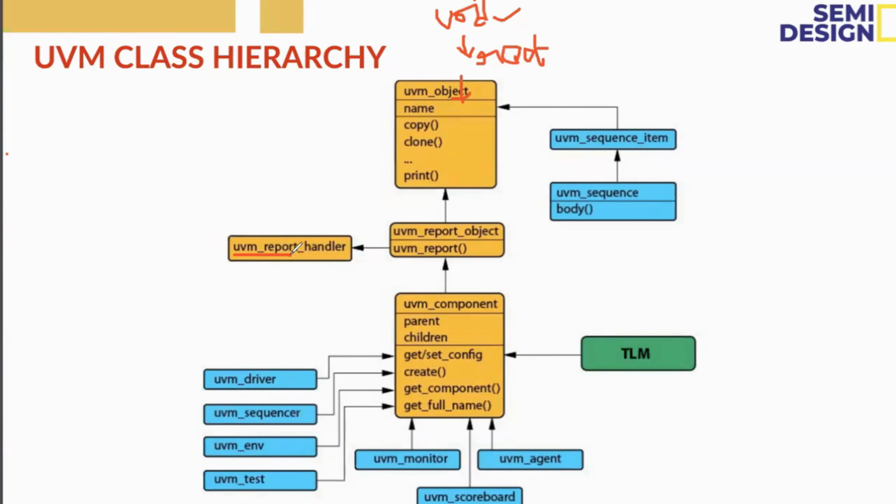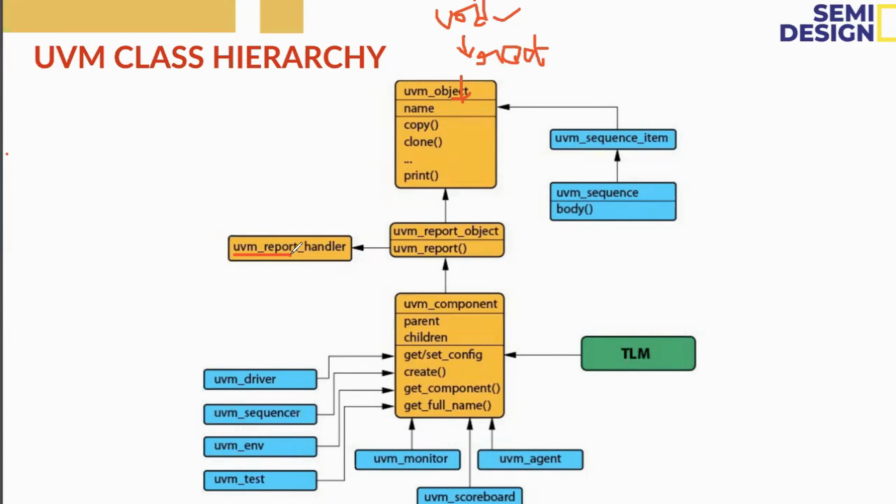UVM void is nothing but it doesn't have anything. It doesn't have data members. It doesn't have functions. It just allows the objects to be created, just like a void pointer in the C program. A void pointer doesn't have anything, right? So UVM void means nothing, just like a parent. And then UVM object, and then UVM root.